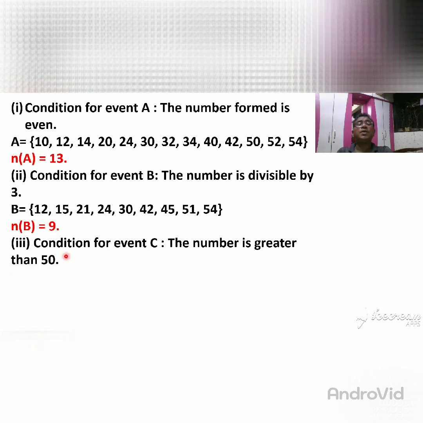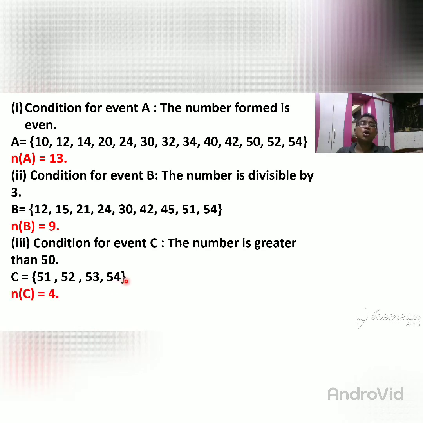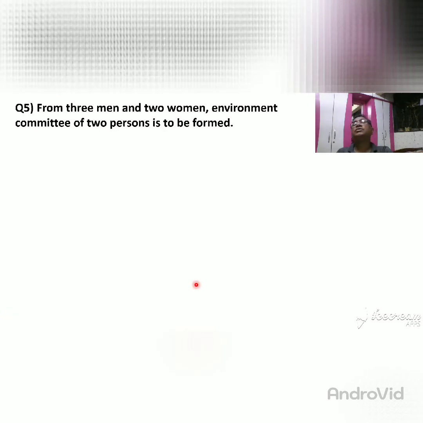Then in this problem, the last condition is the event that the number is greater than 50. Greater than 50 means we take from the sample space 51, 52, 53, 54. Okay, these are the numbers which are greater than 50. So how many are there? 4. So the number of C is equal to 4. In such a way we have learned problem number 4.